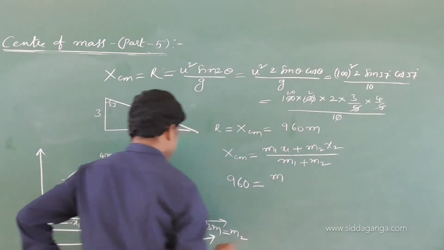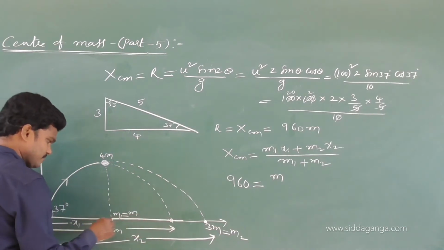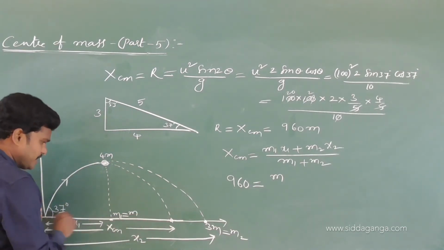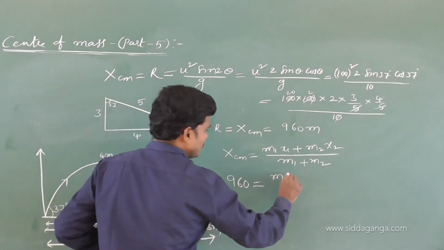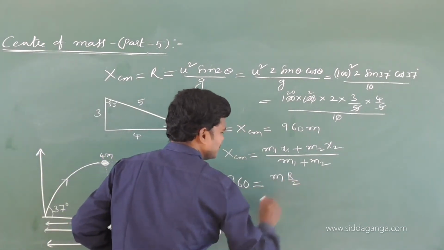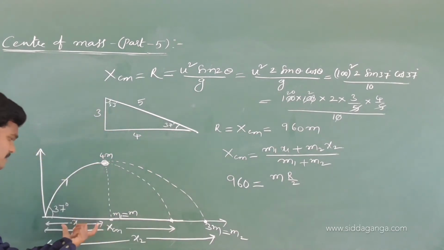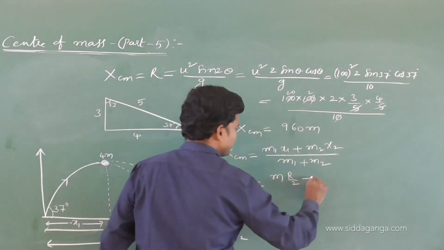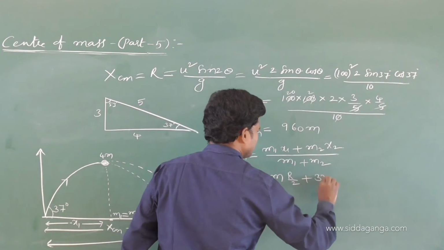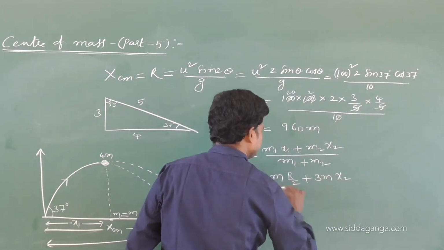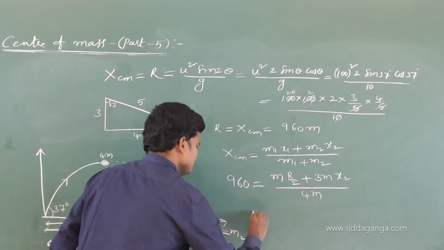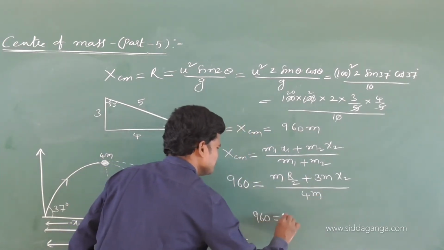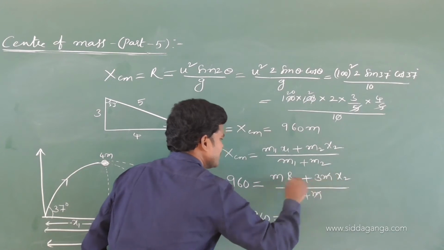x1 is half of the range. From here to here is the range, and this is half of the range. So x1 is nothing but half of the range, r by 2. m2 is 3m. x2 is our target. m plus m, this is 4m. So 960, all the m's get cancelled.